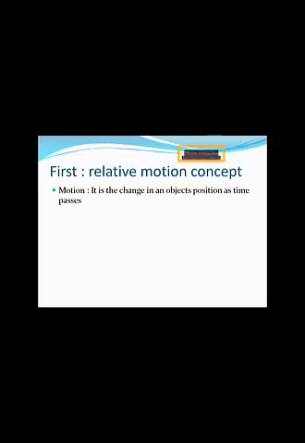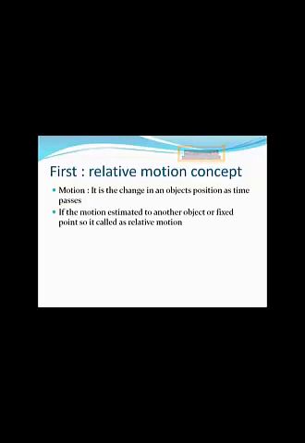Motion is the change of an object's position as time passes. So, if the motion is estimated relative to another object or a fixed point, it is called relative motion.